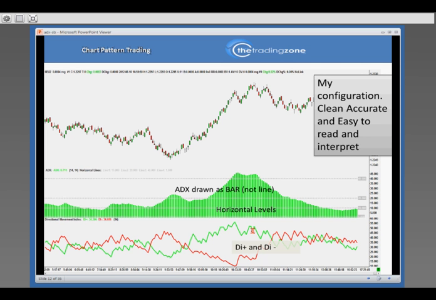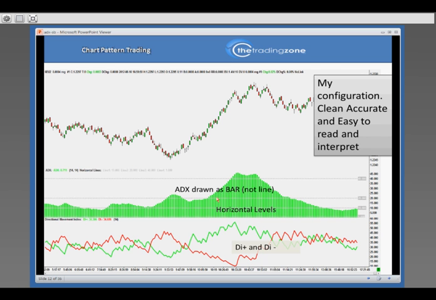So these are some of the things I've done. The first thing is I've separated the indicator. I've removed the ADX component of it and the DMI plus and minus, and I've set them up on different sub-panels, just for visual recognition.